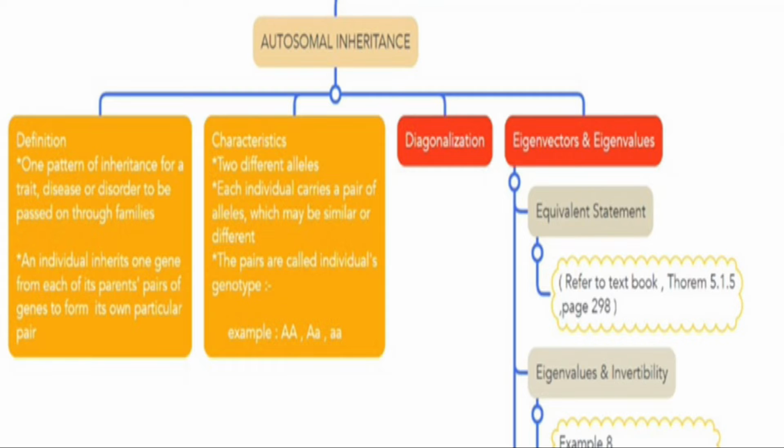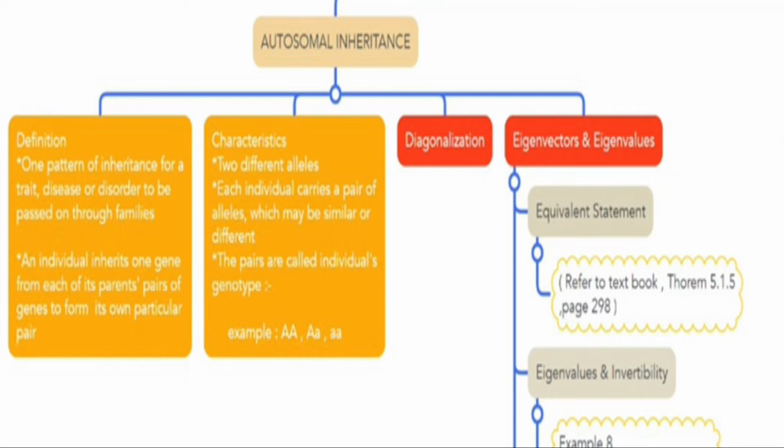What is characteristic for autosomal inheritance? There are two different alleles, and each individual carries a pair of alleles which may be similar or different. Autosomal inheritance can also be solved by using diagonalization or eigenvectors and eigenvalues. By using eigenvectors and eigenvalues, we can find the equivalence statement.